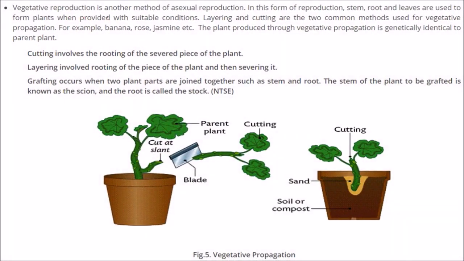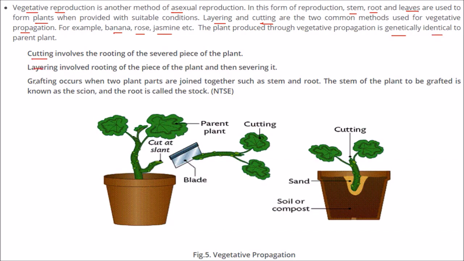Vegetative reproduction is also a type of asexual reproduction. In this form of reproduction, the stem, the root, the leaves, different parts of a plant are used to form plants, but there are certain suitable conditions that they should be in order to grow. Layering and cutting are two common methods used for vegetative propagation. For example, banana, rose, jasmine. The plant produced through vegetative reproduction is genetically identical to the parent plant.